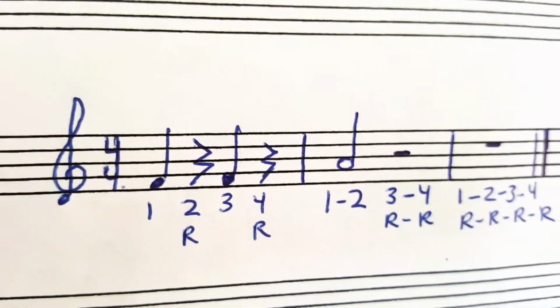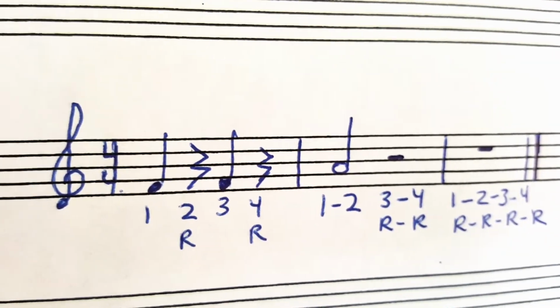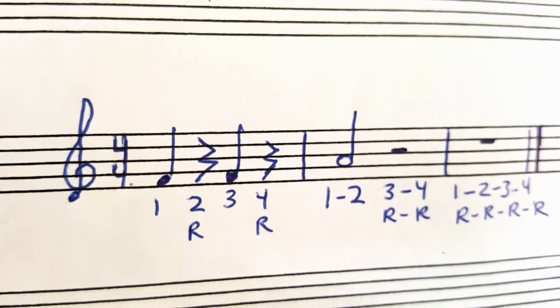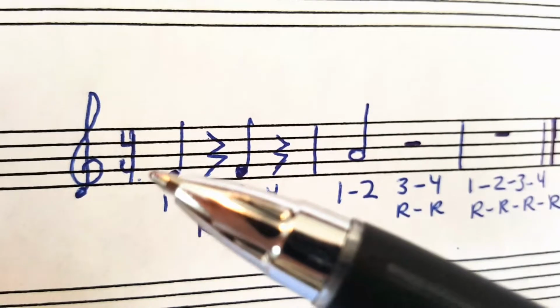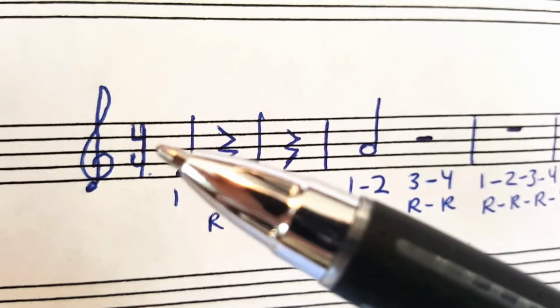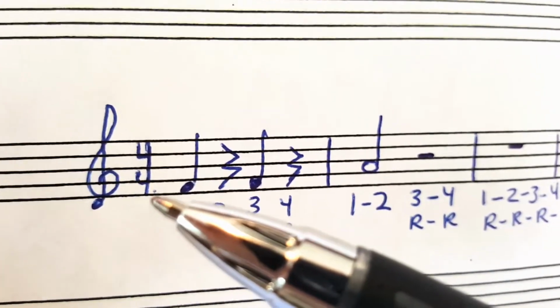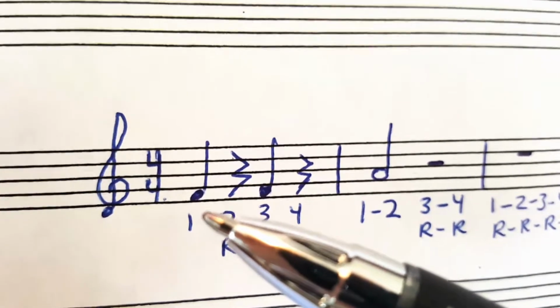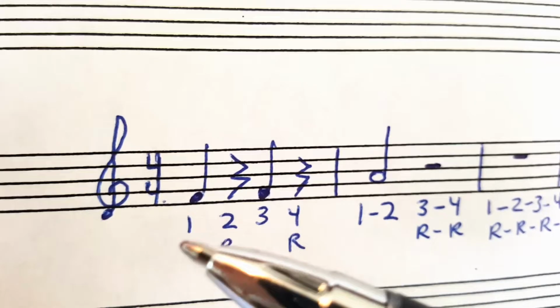Here's an example of these rests being used in 4/4 time, and I've put the counting underneath them. In 4/4 time, we have 4 beats per measure. That's what the top number tells us. The bottom number tells us what note gets the beat, which is the quarter note. It gets 1 beat of sound.